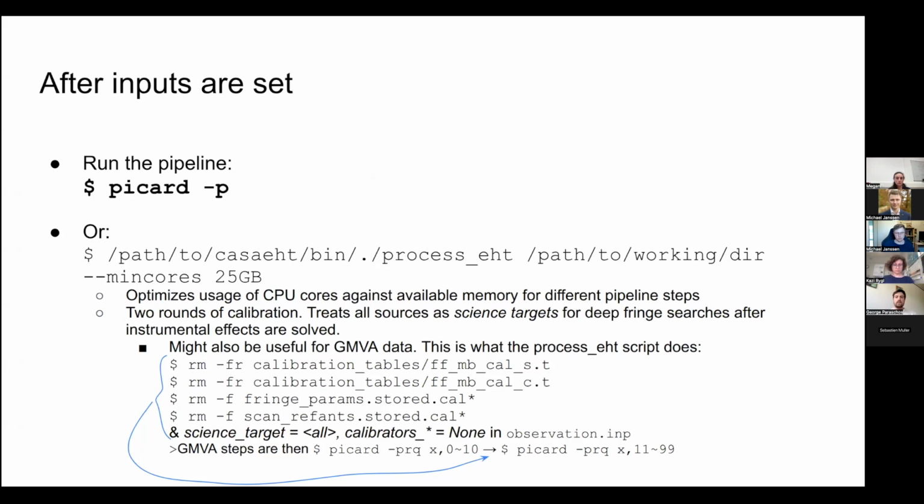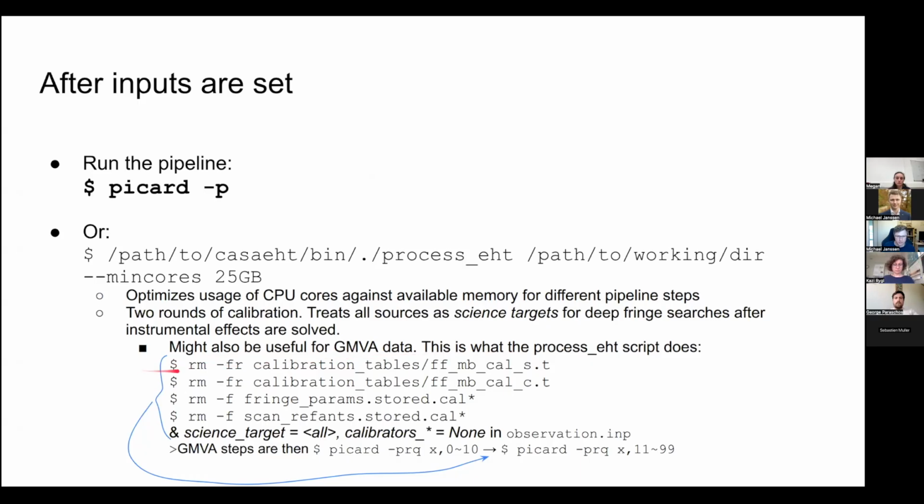So this will actually run Picard in 2 steps. First up to all instrumental calibrations, then it will change, let's say, the input: relabel all sources as calibrator sources in the input, as science targets in the input, and then run the remaining deep fringe fit steps on all of the sources and not just on the ones that you specified as science targets in the beginning. This may also be useful for GMVA or other data sets.